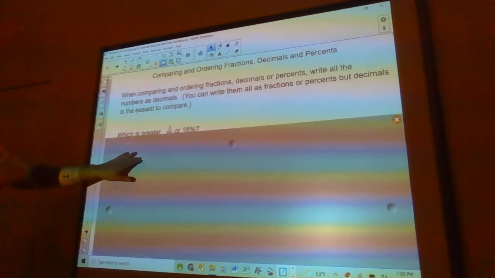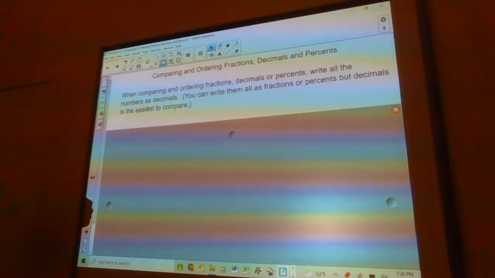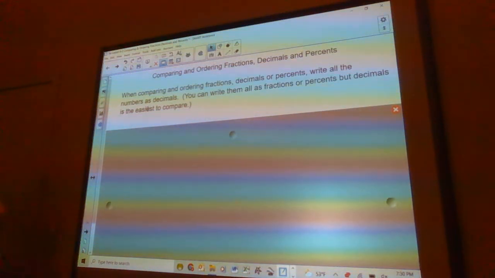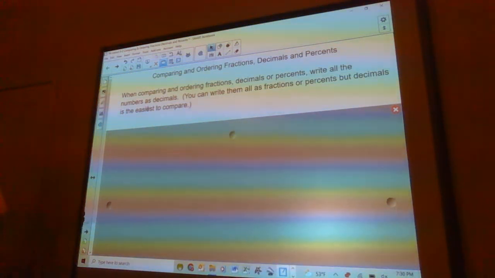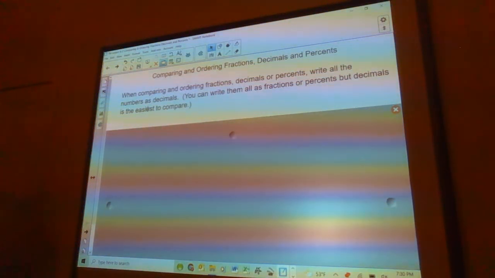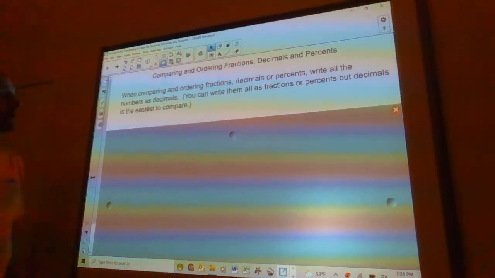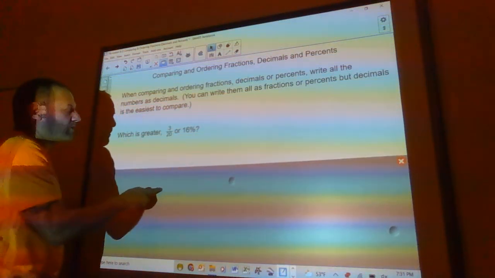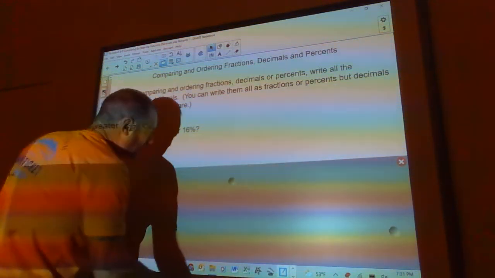When comparing and ordering fractions, decimals, or percents, I would write all the numbers as decimals. You can write them all as fractions, or you can write them all as percents, but decimals is usually the easiest one to compare. So put them all in the same system.